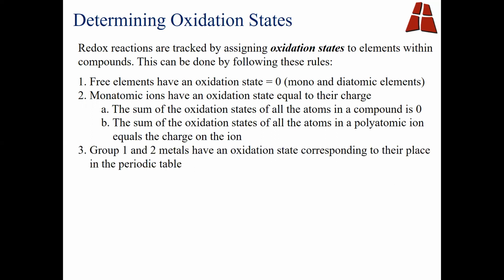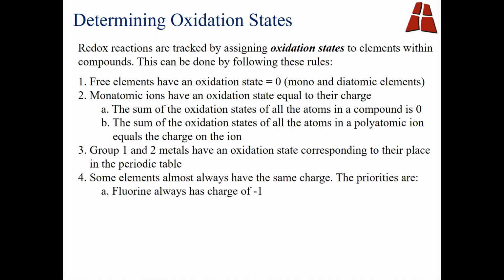Our third rule is that group 1 and group 2 metals, so these would be the first 2 columns on the periodic table, have oxidation state corresponding to their place in the periodic table. That would mean elements in group 1, which is again our first column, would always have a charge of +1, unless they are in their pure elemental form where they don't have a charge, in which case it would be 0, of course. And group 2 metals will have a charge of +2.